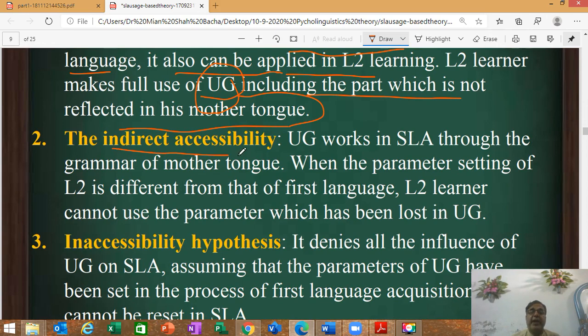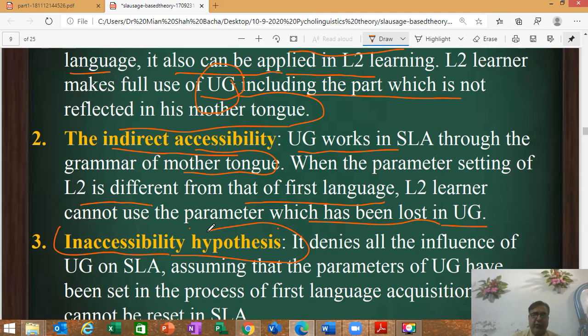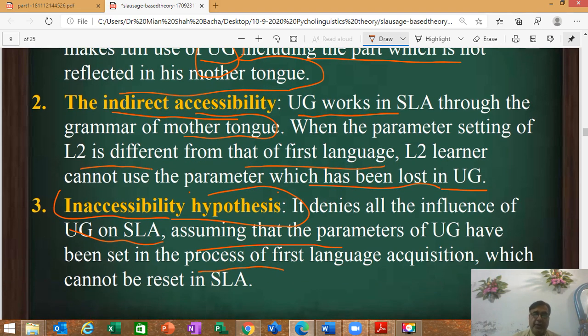The second theory is indirect accessibility. UG works in L2 through the grammar of the mother tongue. When the parameter setting of L2 is different from that of the first language, L2 learning cannot use the parameter which has actually been lost in UG. And then the inaccessibility hypothesis denies all the influence of UG on SLA, assuming that the parameters of UG have been set in the process of first language acquisition, and cannot be reset in the second.